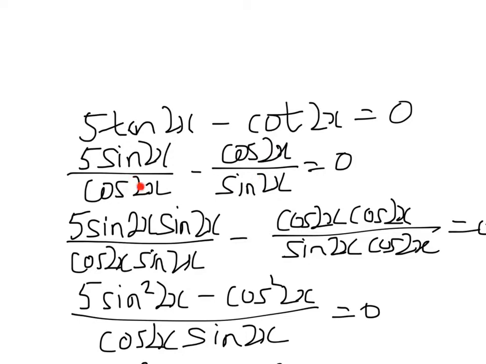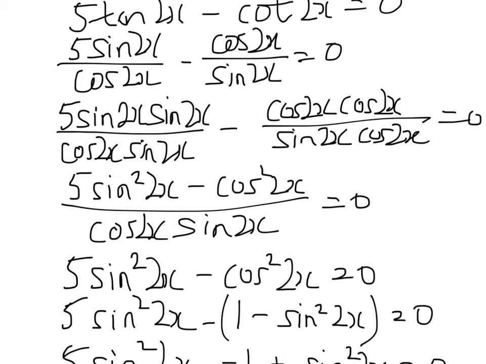When we have two fractions like this and want to subtract them, we have to make a common denominator. So for the first fraction, I'm multiplying by sine 2x, and for the second fraction, I'll multiply by cosine 2x. Then I will combine the two fractions into this. As you can see, the numerator has changed to sine squared 2x, because sine 2x multiplied by sine 2x is sine squared 2x, and cosine 2x multiplied by cosine 2x is cosine squared 2x.